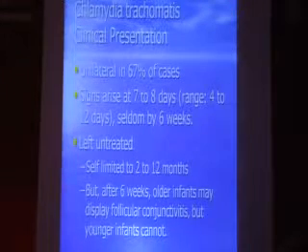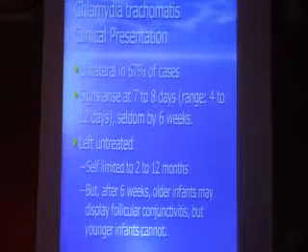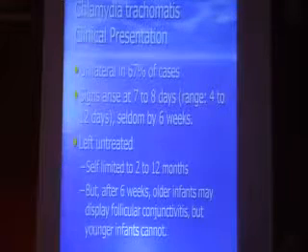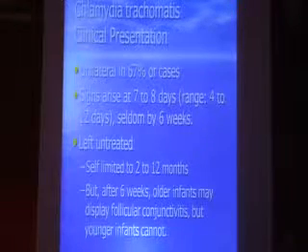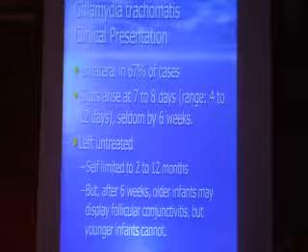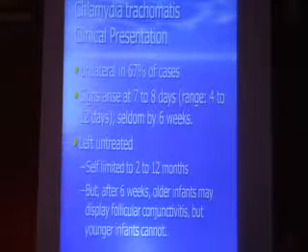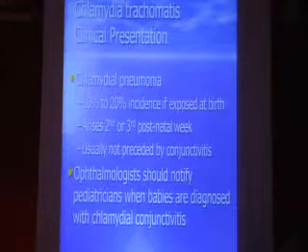It's usually unilateral. It arises later than gonorrhea, at about a week. But after 6 weeks, it's considered something else. If it's left untreated, it's self-limiting in some cases, but after 6 weeks, older infants will display follicular conjunctivitis. Younger infants are incapable of developing follicles, and they won't show them.